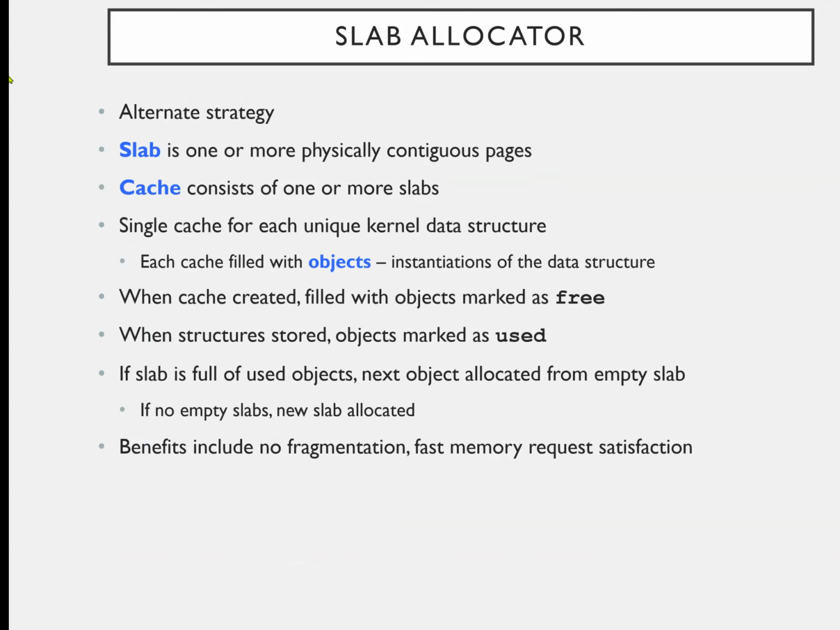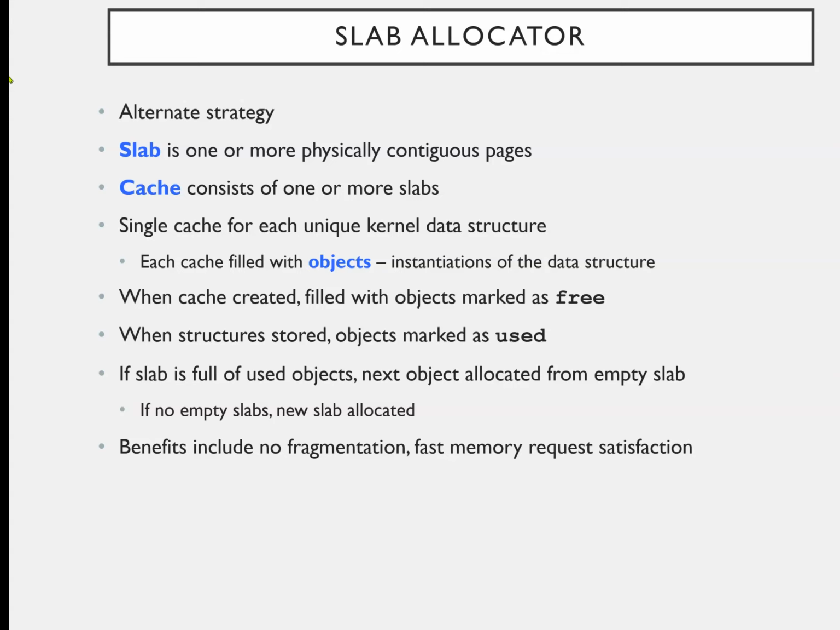Okay, there are different types of allocators. There's what's called the slab allocator, where a slab is one or more physically contiguous pages. The cache consists of one or more slabs. There's a single cache for each unique kernel data structure. Each cache is filled with objects of the data structure. When the cache is created, we mark our objects as free. And when they're used, we mark them as used.